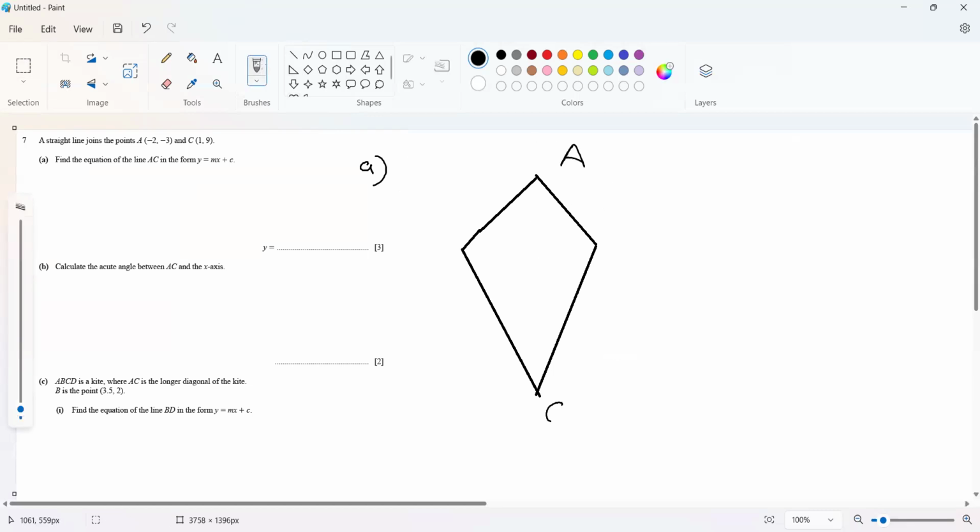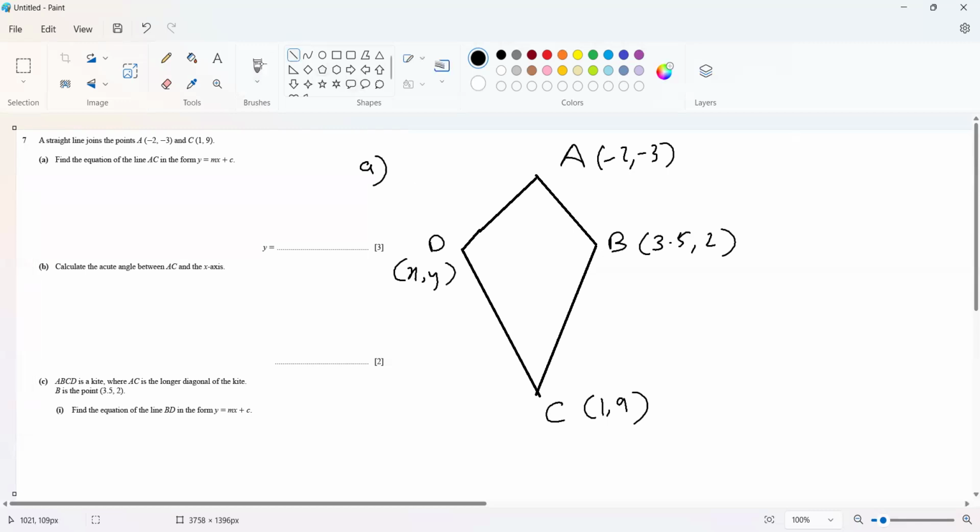So I assume B and D is here, because we need to go in a certain order. So we know that B is 3, 5.2. We also know that A is -2, -3, C is 1, 9, and D is unknown. At the moment, we don't know what this is. We call this x, y. So we notice in any kite, no matter how you draw the orientation, this diagonal and this diagonal always make a 90 degree angle.